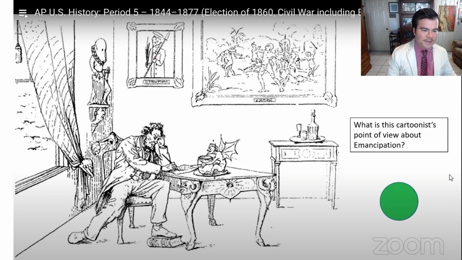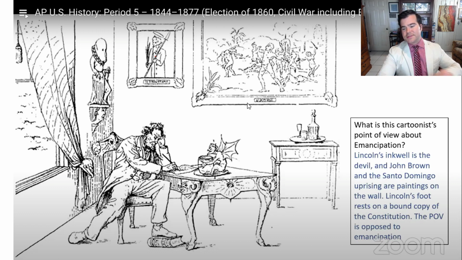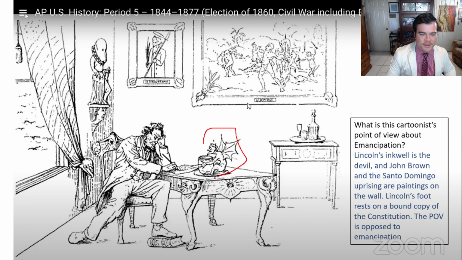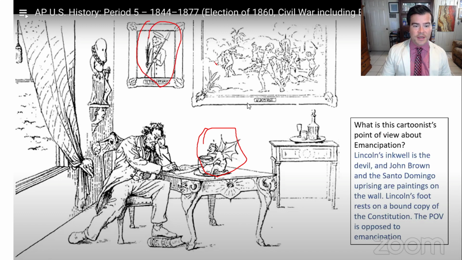So look at this guy. He's like, da da da. So Lincoln's inkwell is the devil. See? I know it's kind of hard to make out, but look, the devil is where the ink is, right? And John Brown and Santo Domingo uprising paintings are in the back. Here's John Brown, may he rest in peace, and Santo Domingo in the Caribbean, right? Lincoln's foot rests on a bound copy of the Constitution, so he's kind of keeping the Constitution closed.